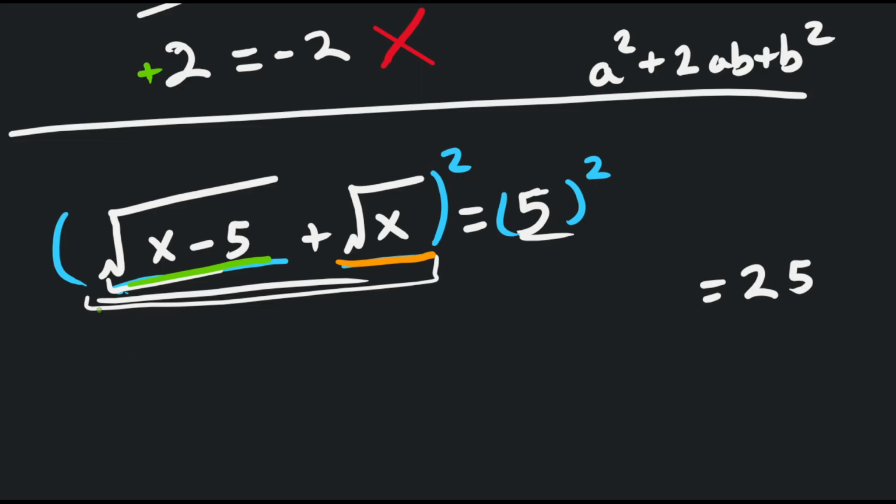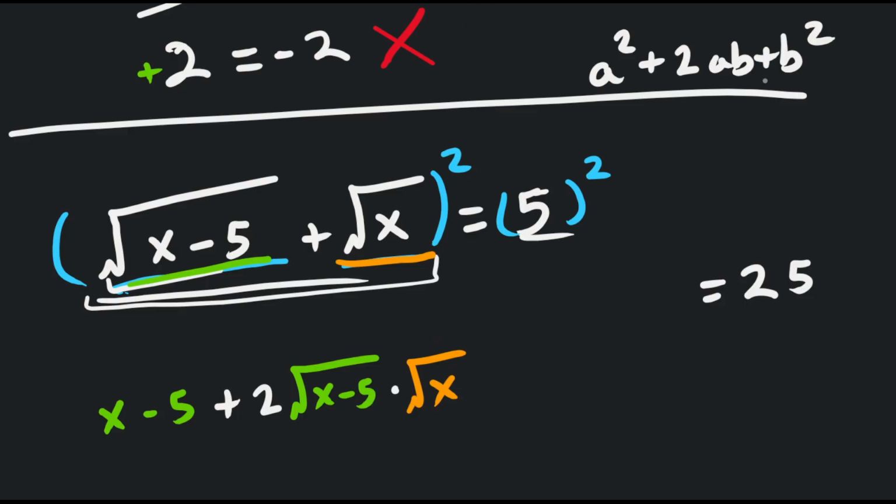So what's the a squared? Well, what is radical x minus 5 squared? As it turns out, the square root and the square cancel out, so this is actually just x minus 5. So I'll write x minus 5 plus 2ab, so 2 times a and b, where a is radical x minus 5 times b, the orange radical x. Perfect. And then plus b squared.